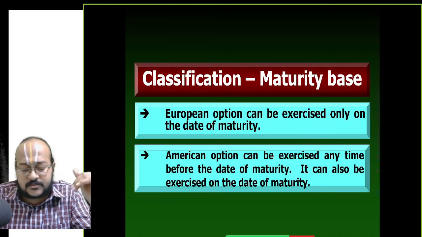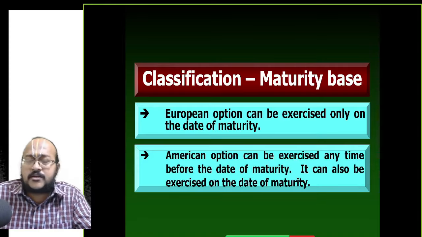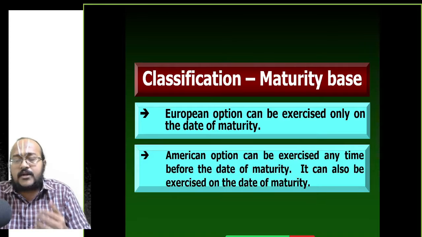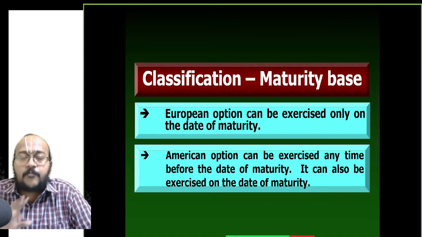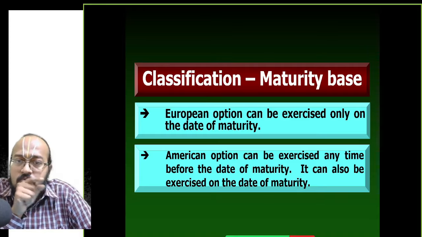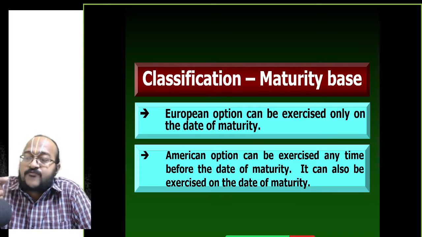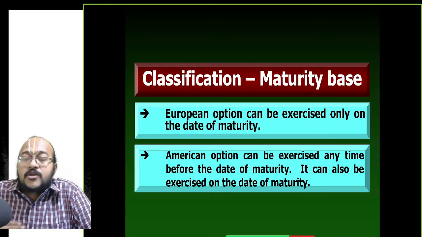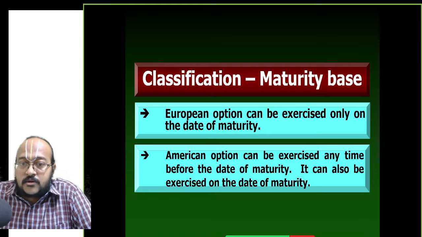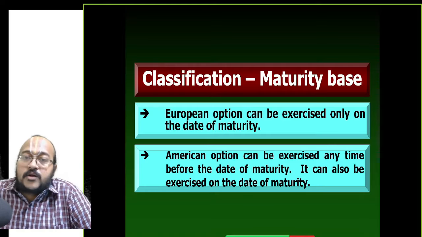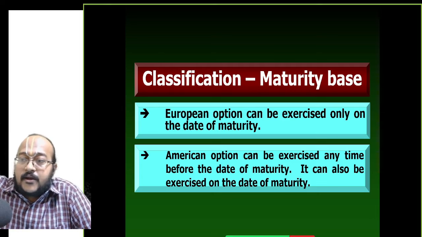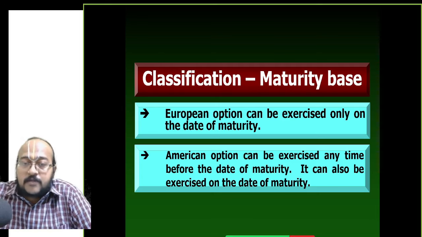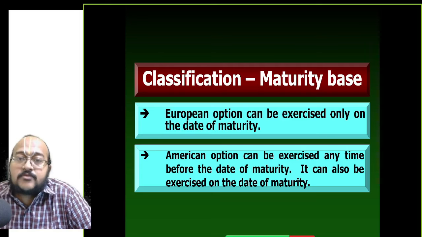American options can be exercised anytime before the date of maturity, which means if you want to exercise after 10 days, if your terms are favorable, you can. I told you, future spot price, FSP. Assume the Reliance price today is 2000. After 3 months, I believe it will become 2500. But to my surprise, it has become 2500 within 10 days.